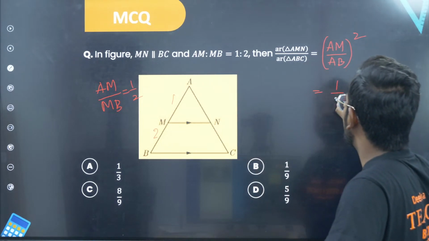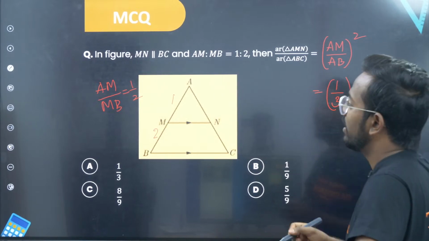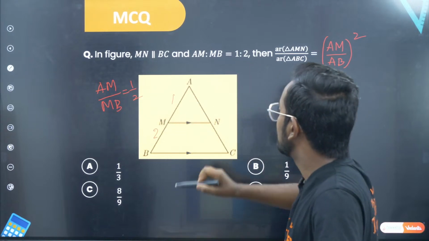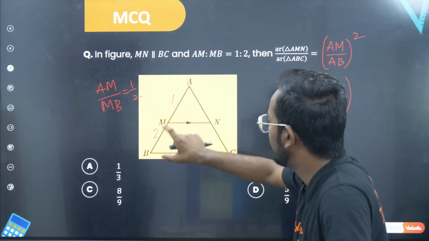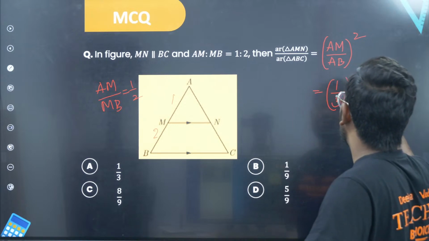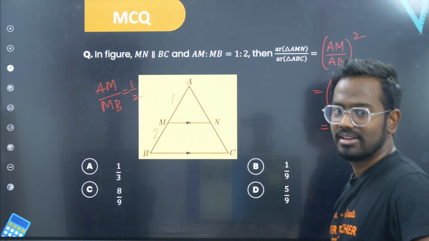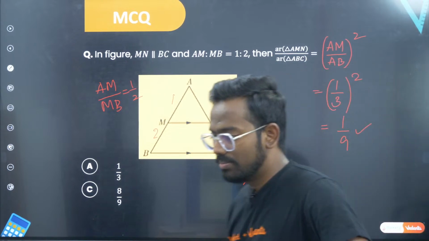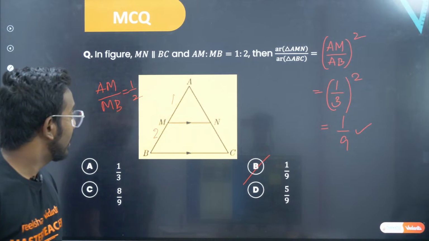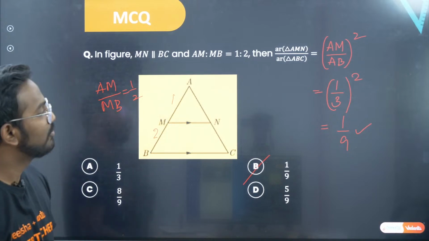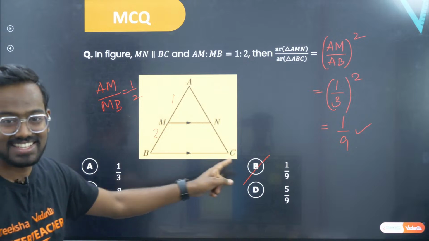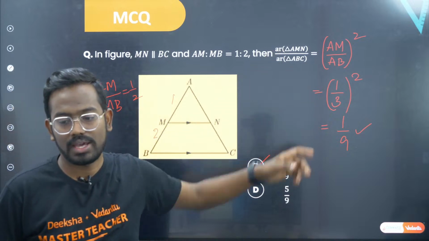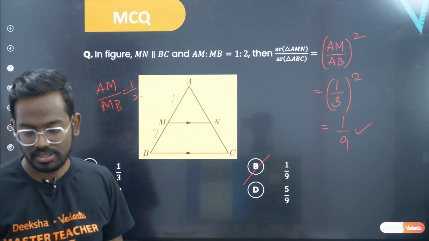Very good. Mahalakshmi has mentioned it is 1 by 3, sir. It is not 1 by 2. So 1 by 2 is basically AM by MB, and I want AM by AB. AM by AB is 1 by 3. But I want the whole square of it since they have asked the area, right? So in that case I will take 1 by 9. Therefore option B is correct. The final answer is 1 by 9 because AM by AB is basically 1 by 3, but I have to square it. Hope this is clear.